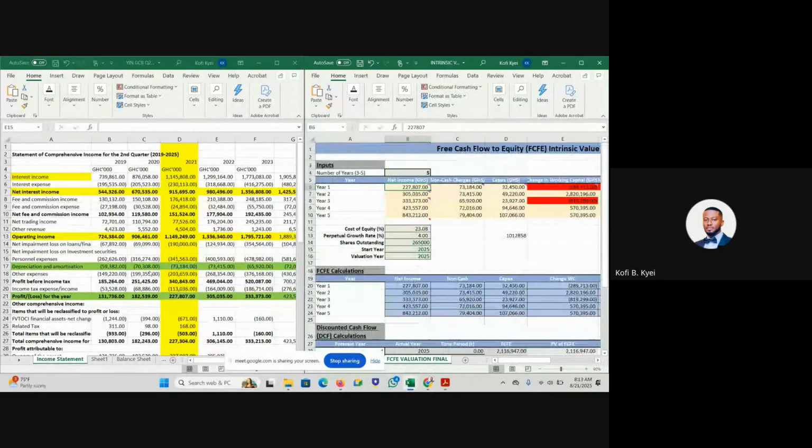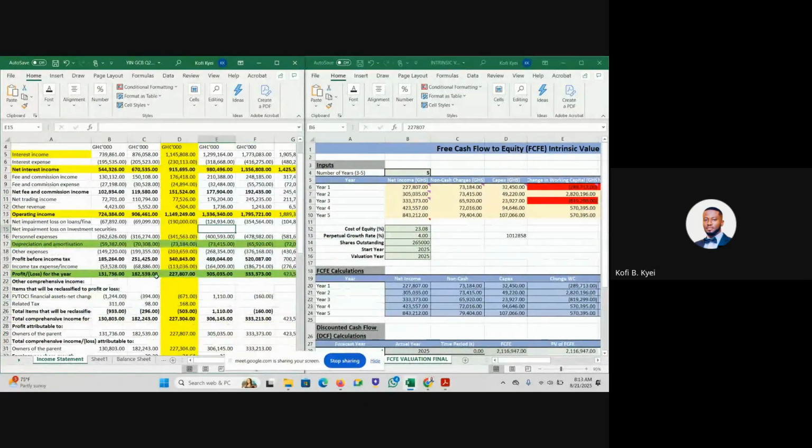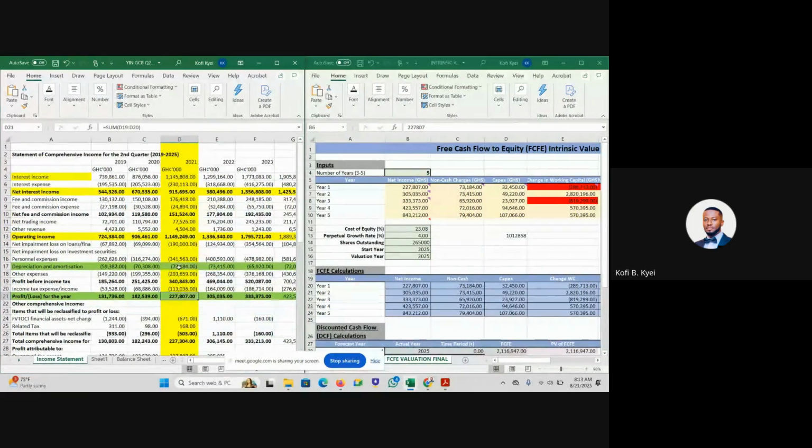So as you can see from here, this is the income statement. So you come down to the net income. This is it. This is 2021. The colored here is 2021. So 227807. As you can see, 30503. And the next one is 3. Like as you can see, it continues.